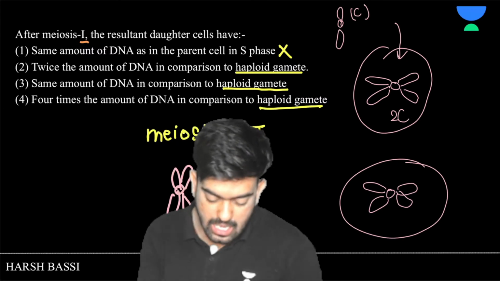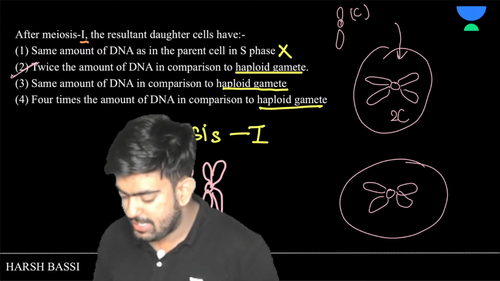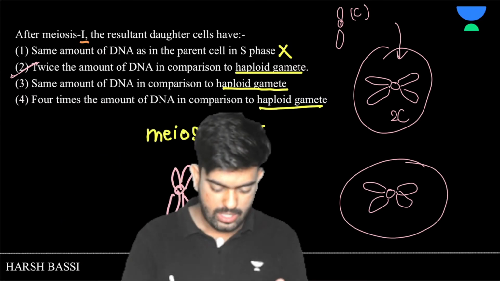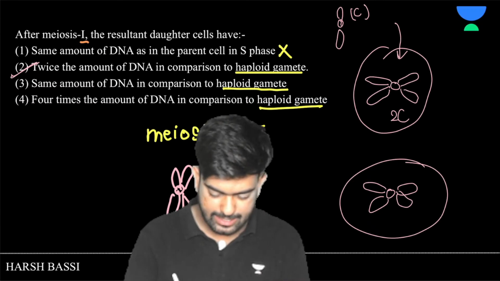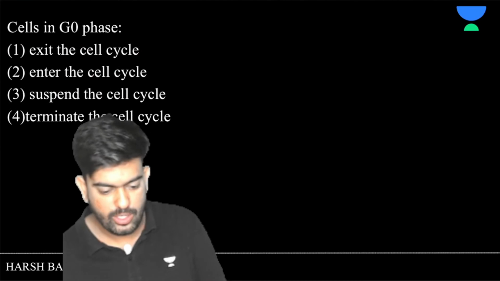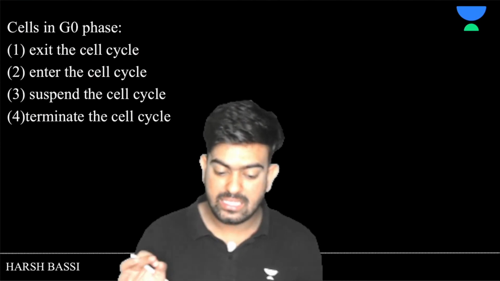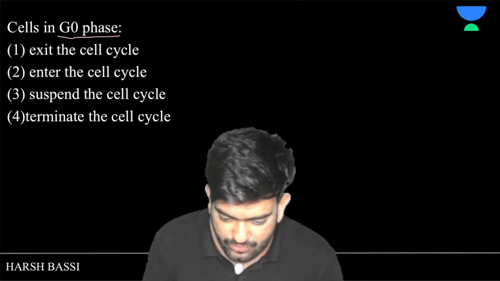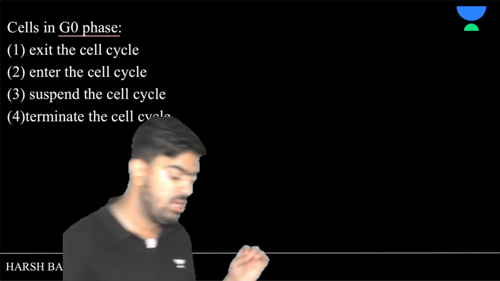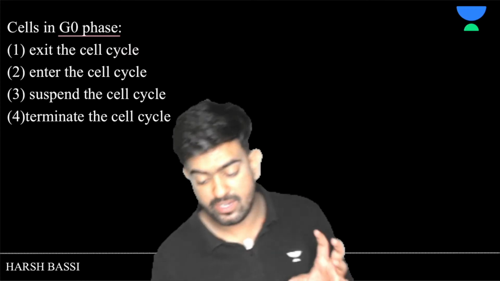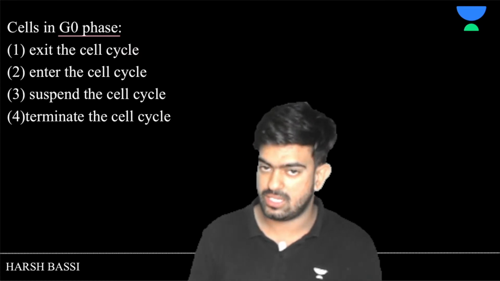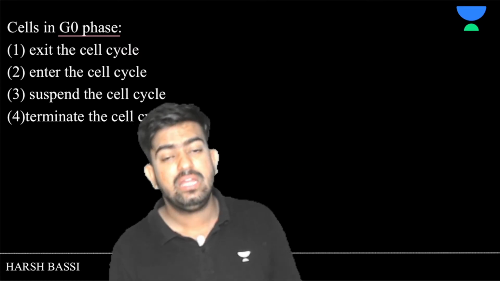So that's why option 2 will be the correct answer, and that is the reason why option 2 will be the correct answer. Clear to everyone? That's very good. Now let's move on and talk about the cells in G0 phase. Again the same question. These are all questions from previous years. See how well the questions are.